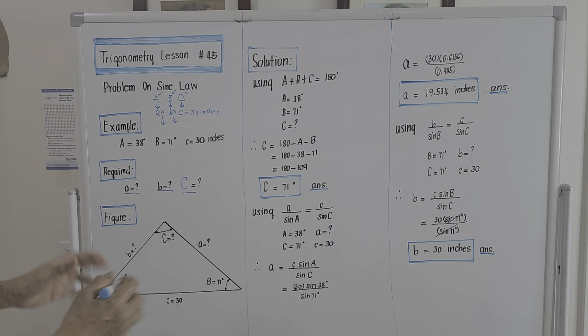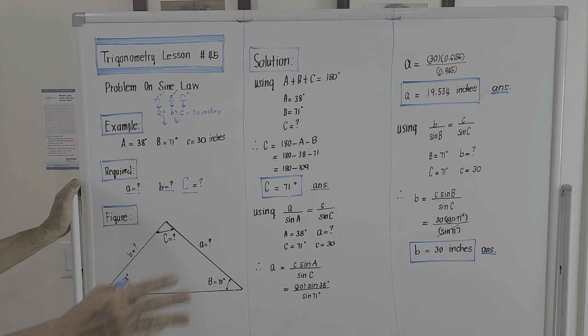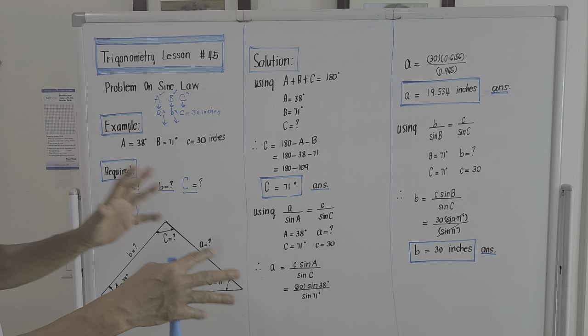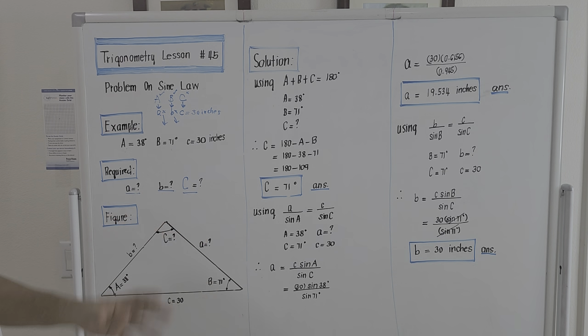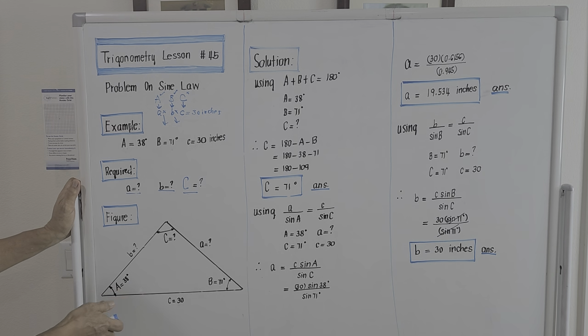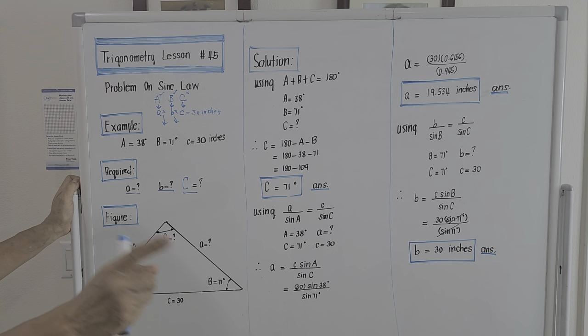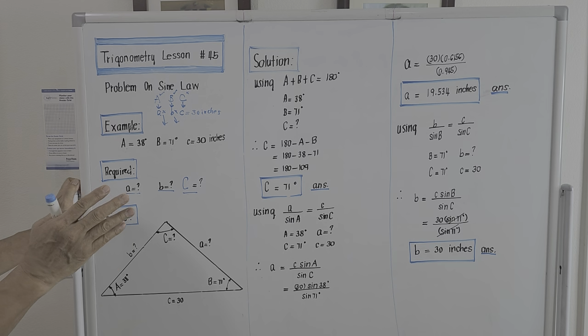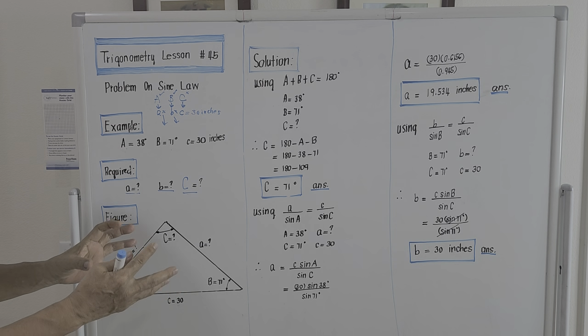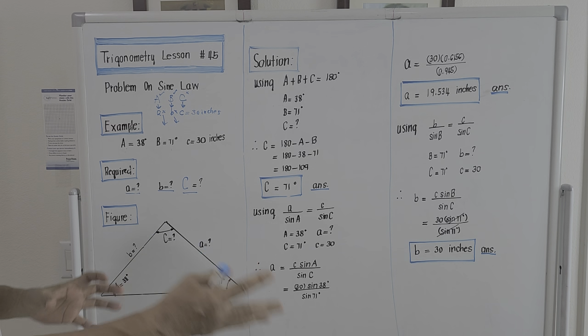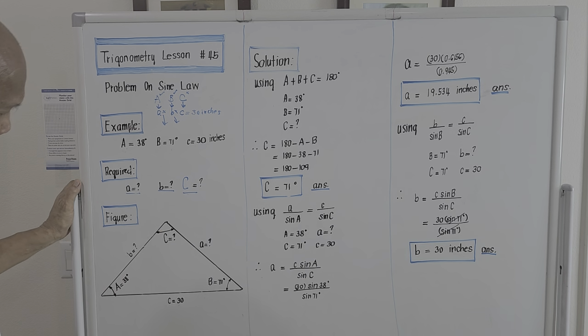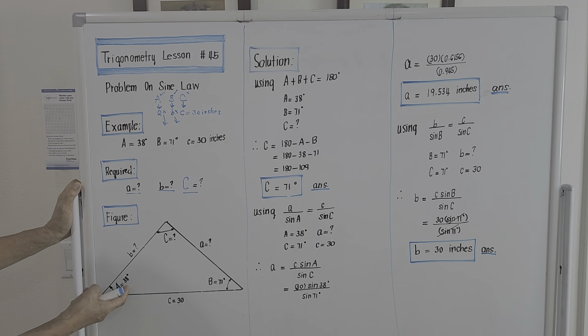If we try to draw the figure, just think of it as an oblique triangle. It's not a right triangle, because if it is a right triangle, one of the angles should be 90 degrees. And since for this figure here, none of the angles is equivalent to 90 degrees, it should be an oblique triangle. So this is angle A, and this is 38 degrees. This is angle B, and this is 71 degrees.